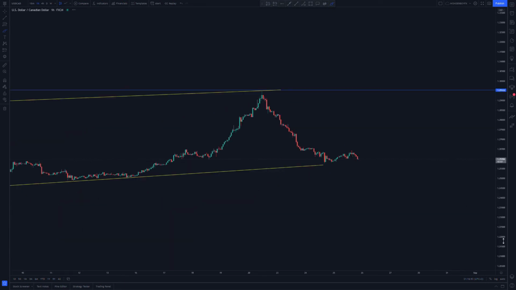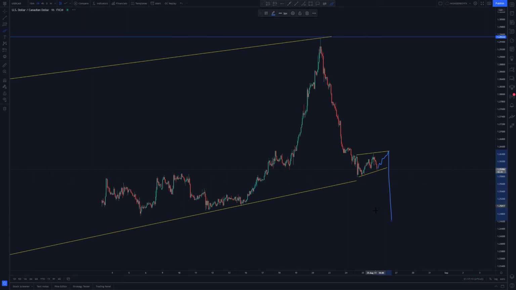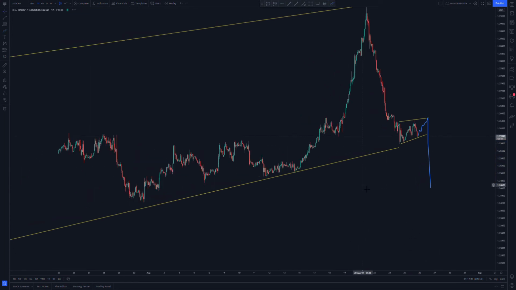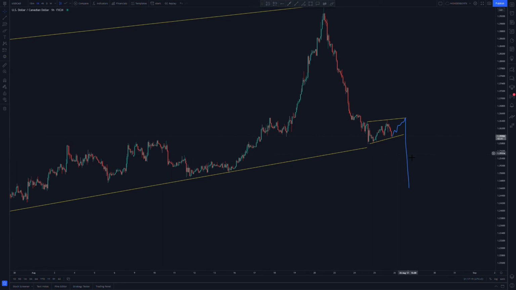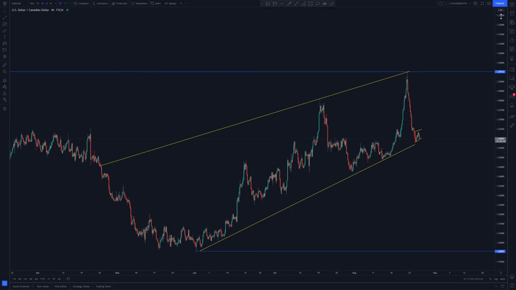When we go to 1 hour, as you can see here, this high here, and like this. So it can push all the way and then continue to the downside, as you can see. So yeah, just have to wait and let the market come to us.